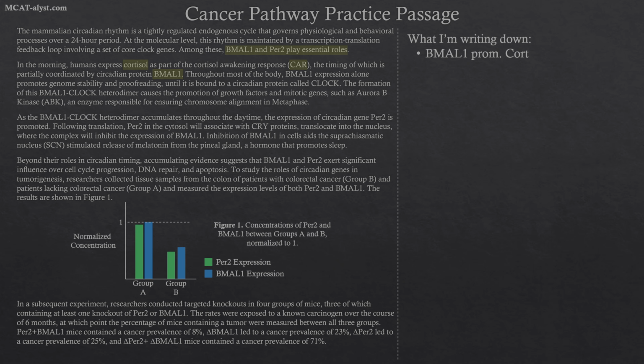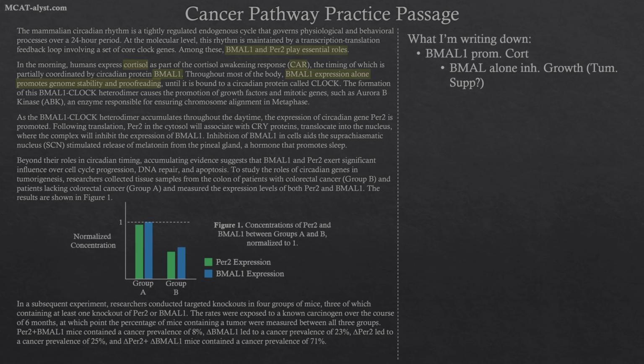Throughout most of the body, BMAL1 expression alone promotes genome stability and proofreading, meaning that it's one of those genes that kind of stops the cell cycle to check on it to make sure everything's going okay. We call these tumor suppressor genes. So that's one of those things that I'm going to write down. BMAL alone is slowing down growth, throws up the stop sign to make sure everything's all good. Again, we call these tumor suppressors. I think BMAL1 is a tumor suppressor, but maybe I'm wrong. We'll just keep reading and see.